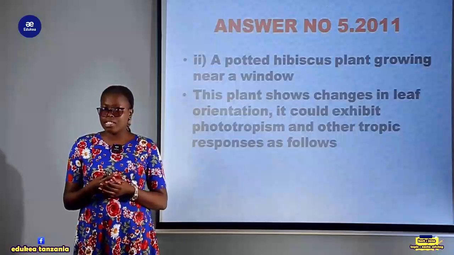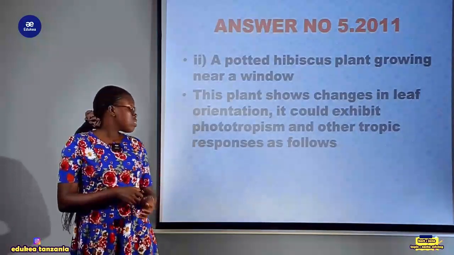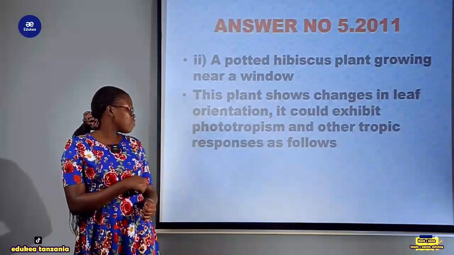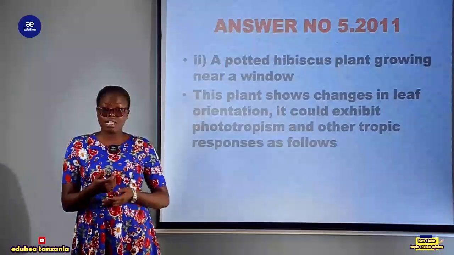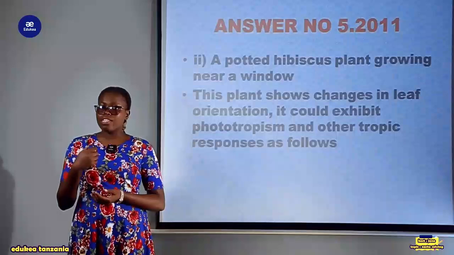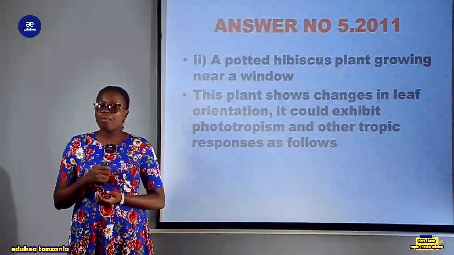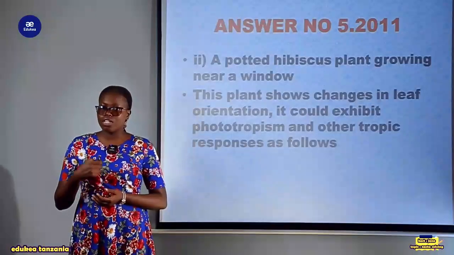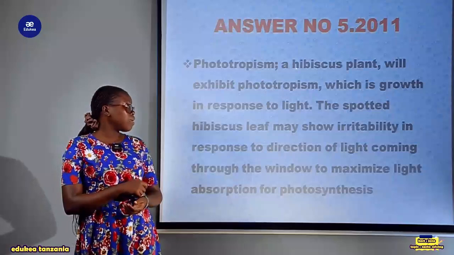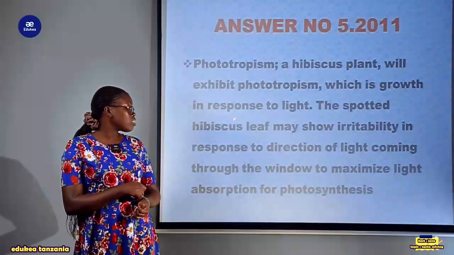Which kind of irritability will this hibiscus plant show? This plant shows changes in leaf orientation. It could exhibit phototropism and other tropic responses as follows. One of the responses this hibiscus flower will show is phototropism, which is a growth response in the direction of the light or sunlight. So the hibiscus flower will exhibit phototropism, which is growth in response to light.